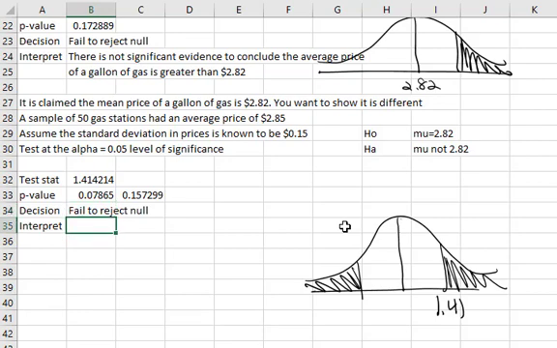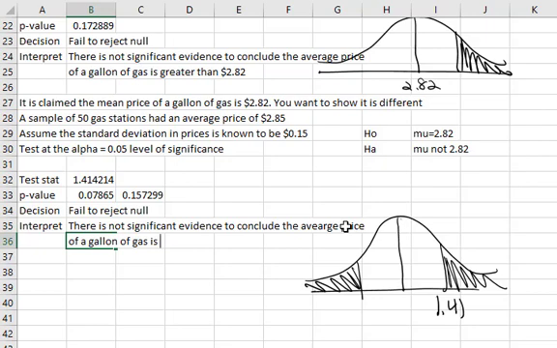So again, we failed at our goal, so we're going to say there is not significant evidence to conclude the average price of a gallon of gas is, this time the alternative says, not $2.82.